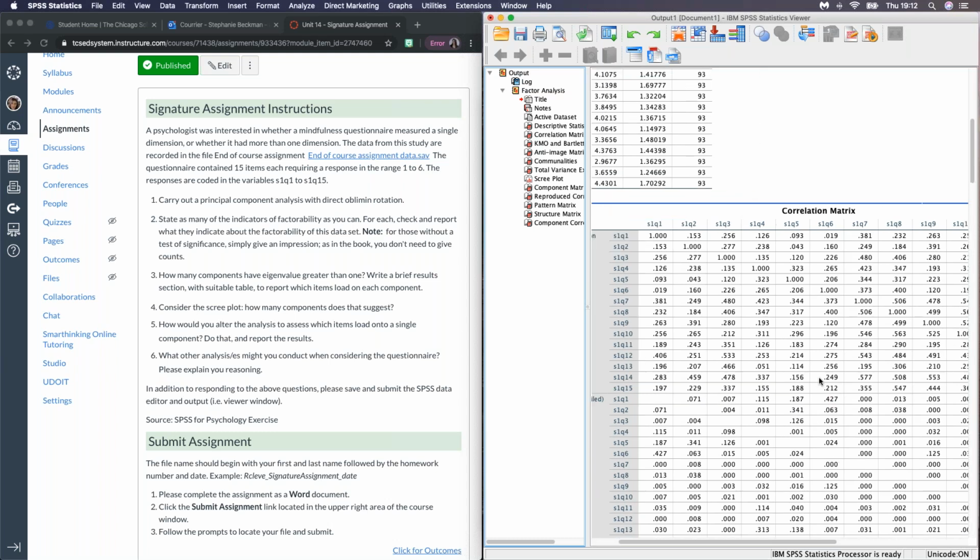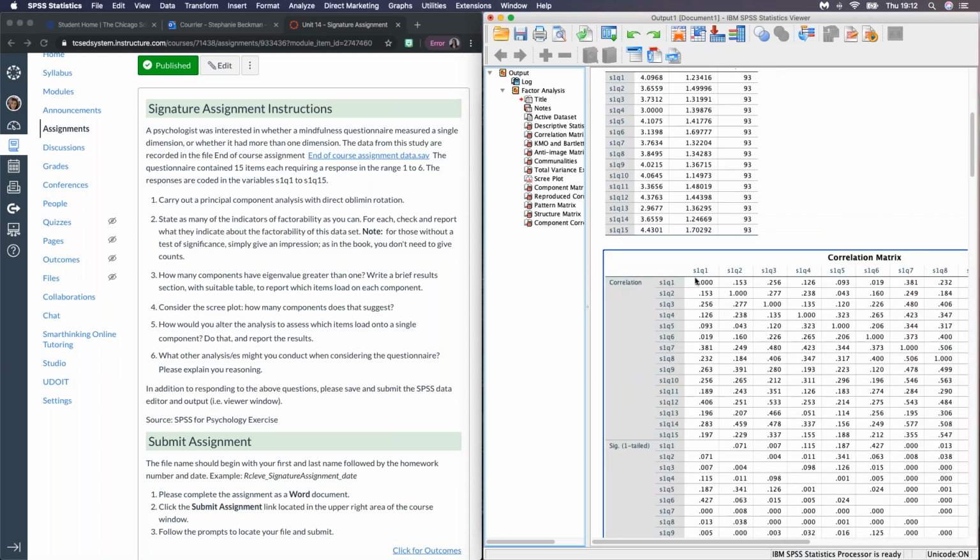Because what this is ultimately doing is comparing: does question 1 seem to be correlated to question 2, to question 3, question 4, and so on and so forth. So when we see these high numbers, it's saying there seems to be some correlation between these two questions, which could be indicative of an underlying construct. So that was my first indicator of factorability.